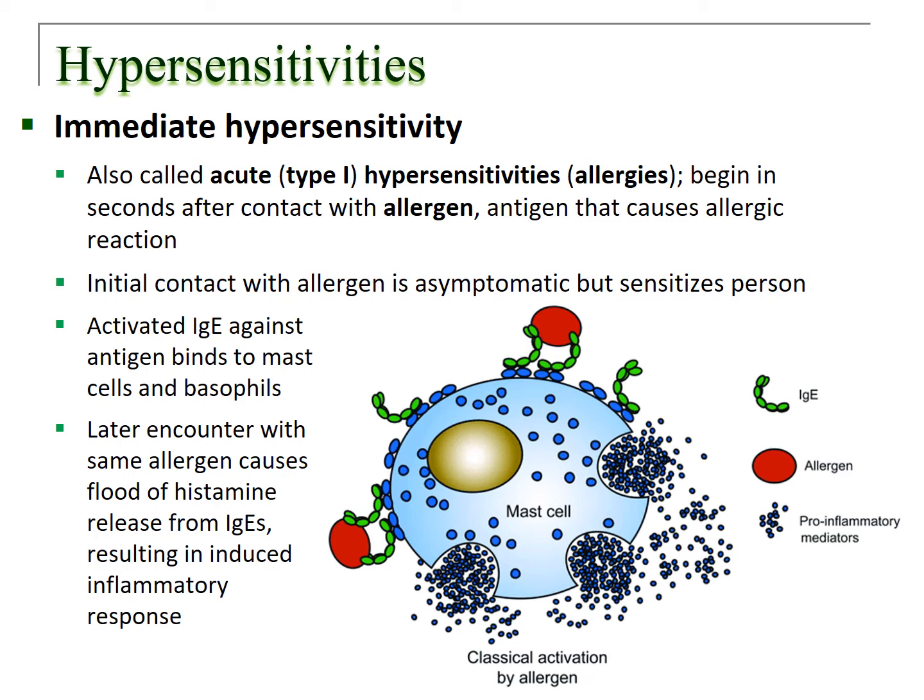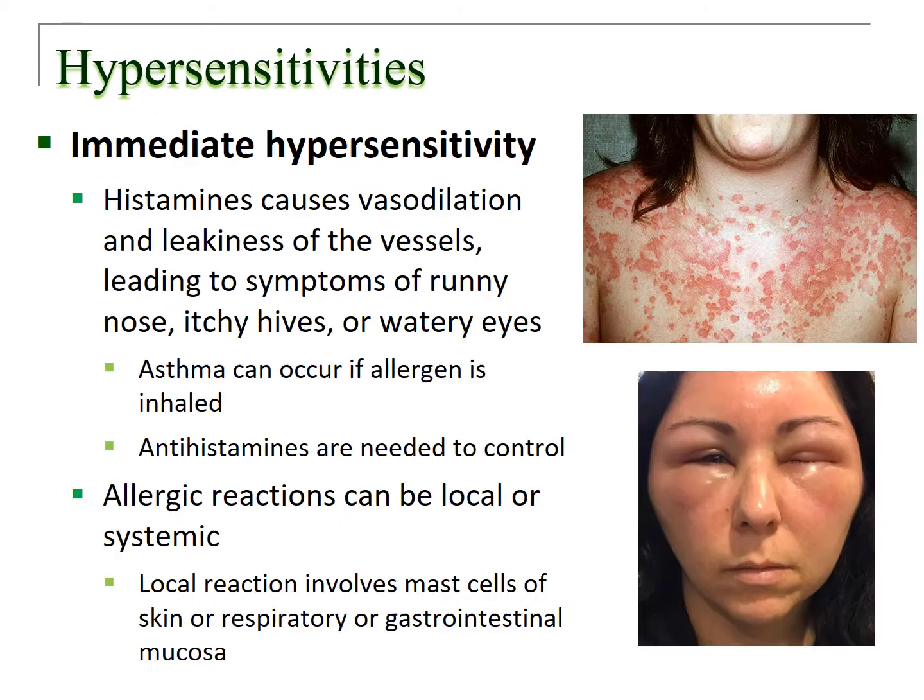And so if you have a second encounter with that same allergen, you have a flood of histamine release from these IgEs, and this results in an inflammatory response. And so this is where you get edema and swelling and hives. So here's a picture of hives and of swelling. So histamines are going to cause vasodilation, leakiness of capillaries. This is where you can get a runny nose, hives, watery eyes. If the allergen is inhaled, it can cause asthma, and you're going to need antihistamines for control of this.